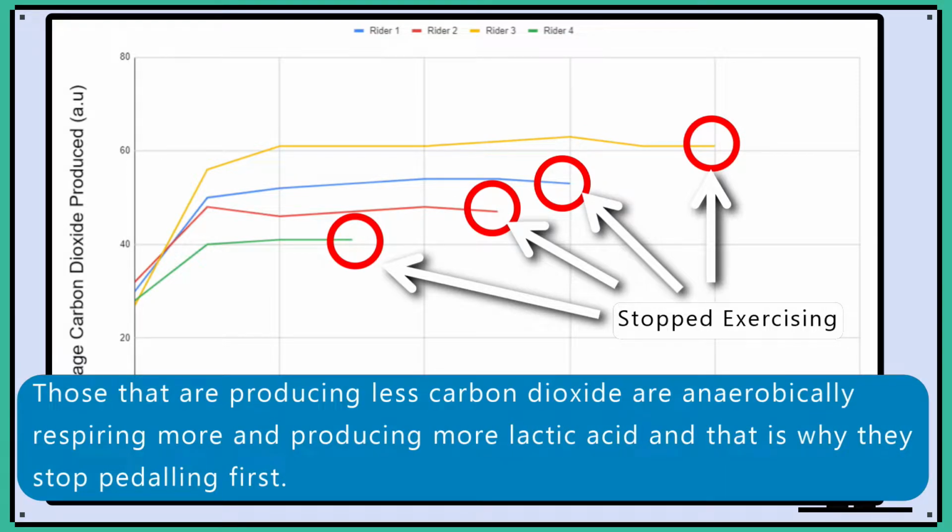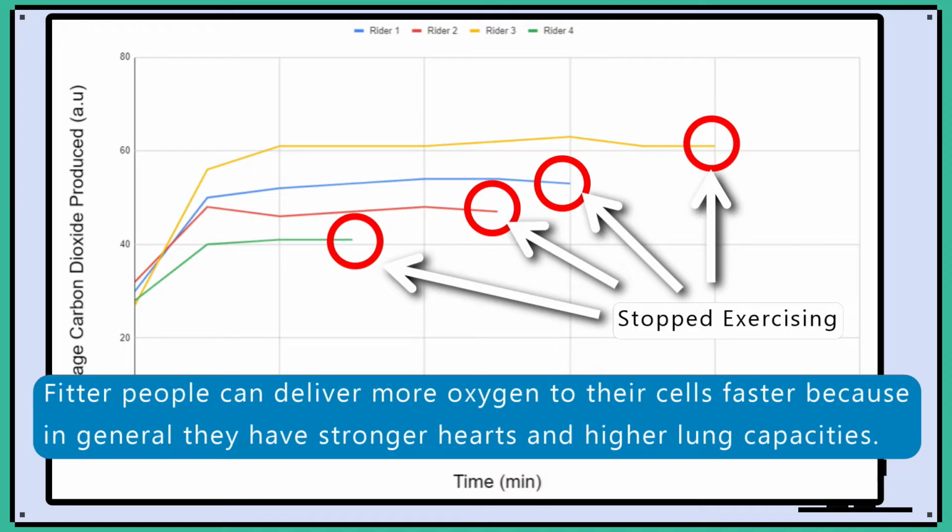Those that are producing less carbon dioxide are anaerobically respiring more and producing more lactic acid, and that is why they stop pedaling first. Remember, they are all expending the same amount of energy at 350 watts. The trick is to look at how they are getting that 350 watts of energy.